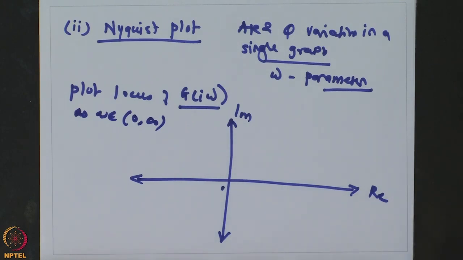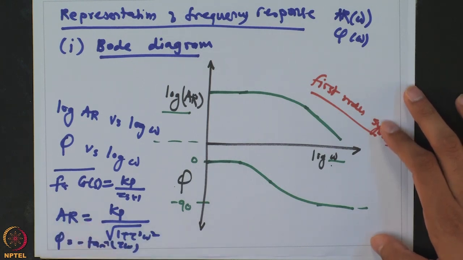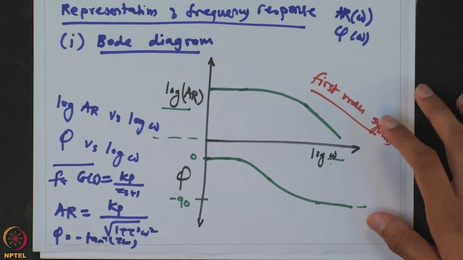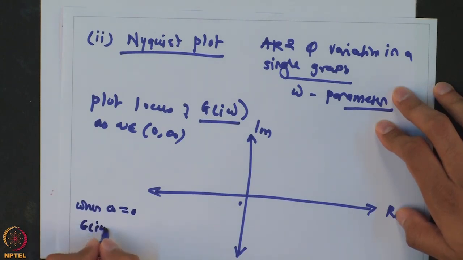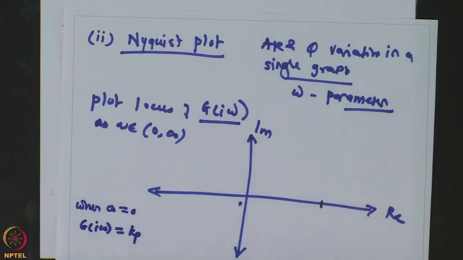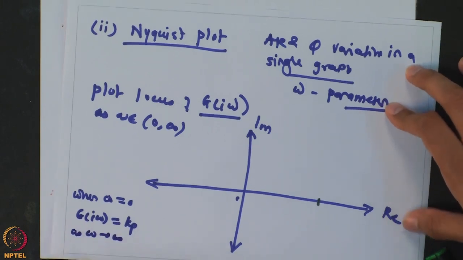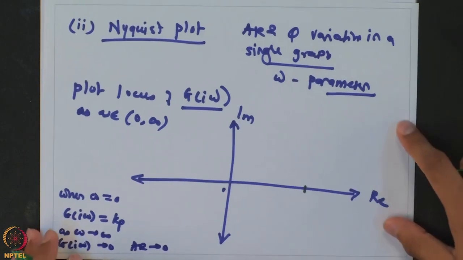So let us see how it would look for a first order system. When omega is 0, AR is equal to Kp, and the phase is tan inverse 0, so it will be 0. So we have a complex number which is Kp. When omega equals 0, G(i omega) is equal to Kp. It's a number which can be seen here, so it will remain here. And when omega goes to infinity, your complex number goes to 0 because AR goes to 0. So eventually this trajectory is going to end at this point.